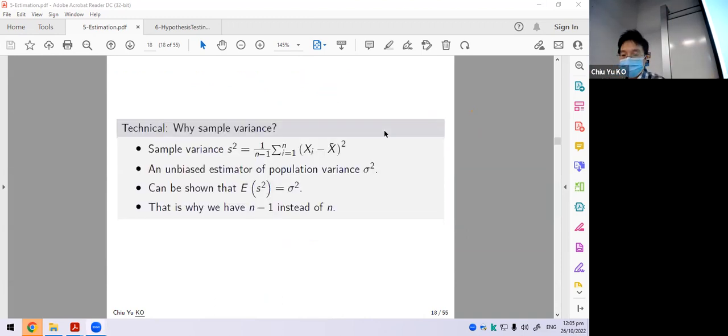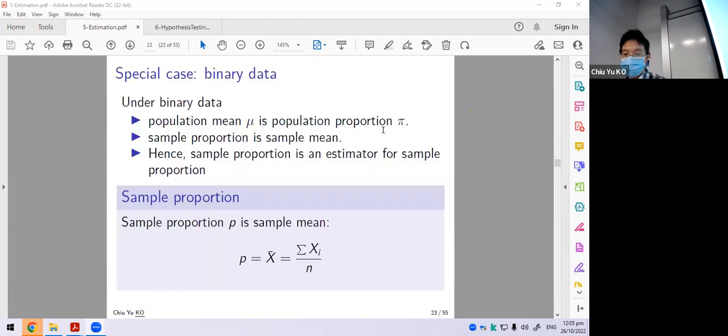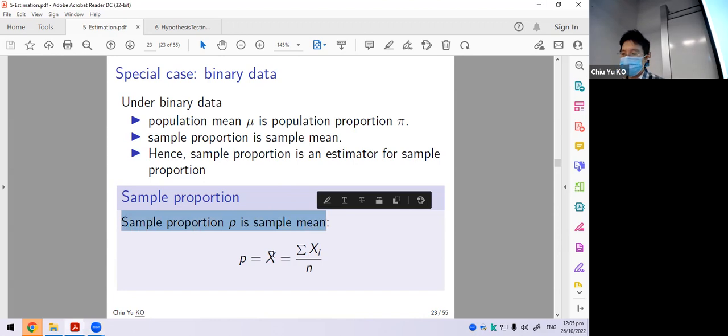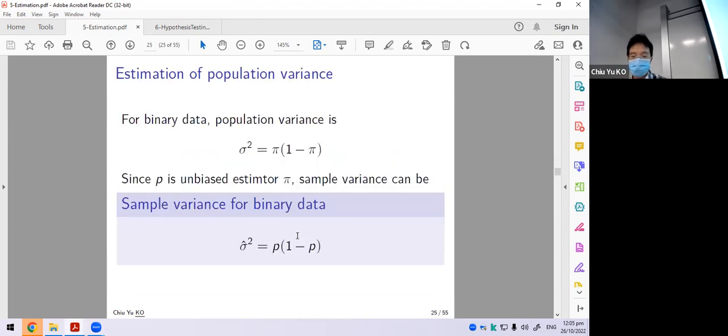Now the remaining case is the binary data, right? The binary data actually is a special case, so that's why the sample proportion will have a good property to estimate the sample mean. So that is something we don't need to say anything more about. The second thing I need to remark on here is the population variance, okay? And we actually don't adjust between n and n minus 1, okay?